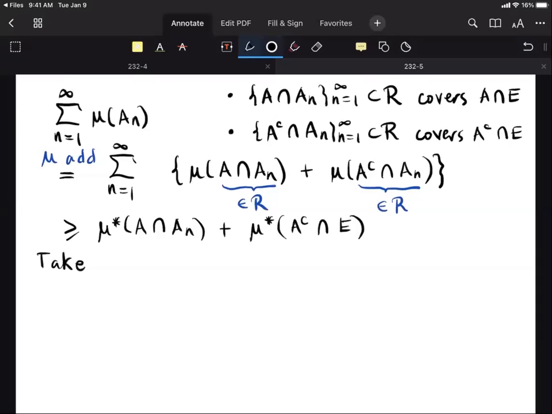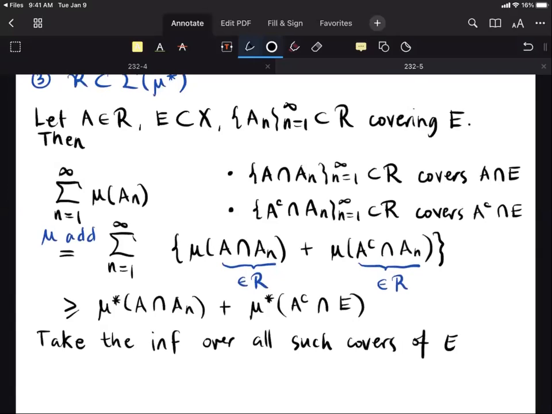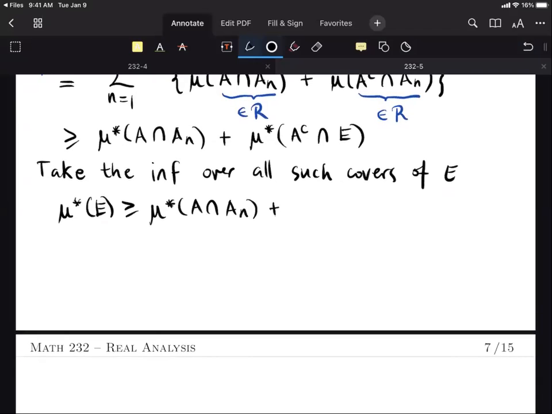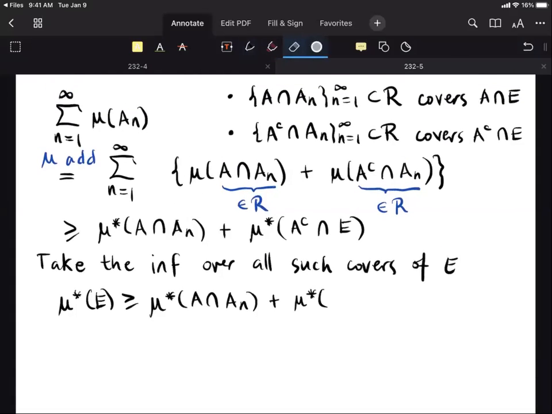As mentioned a while ago, now take the infimum over all such covers of E. In other words, I take the infimum of this over all A_n, a collection of elements in the ring that covers E. That would be the outer measure of E. And let us just write the other term. So that's 1. There's a correction here. This should be E.